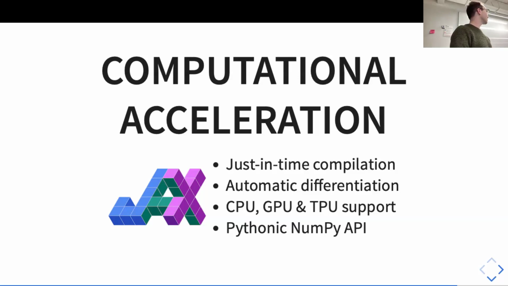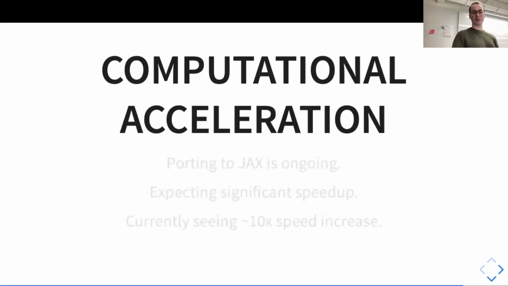JAX lets you write just-in-time compilation code. So if you have some routines that you repeat frequently, you can compile them such that the code, I don't think it goes quite down to machine level code, but it's so much quicker than just using your NumPy or your scikit-learn algorithms or whatever. It also includes baked-in automatic differentiation, support for CPUs, GPUs, and Google's TPUs, whatever they are. And as I say, it all comes wrapped up in this nice Pythonic NumPy and SciPy API. So it's really very impressive.